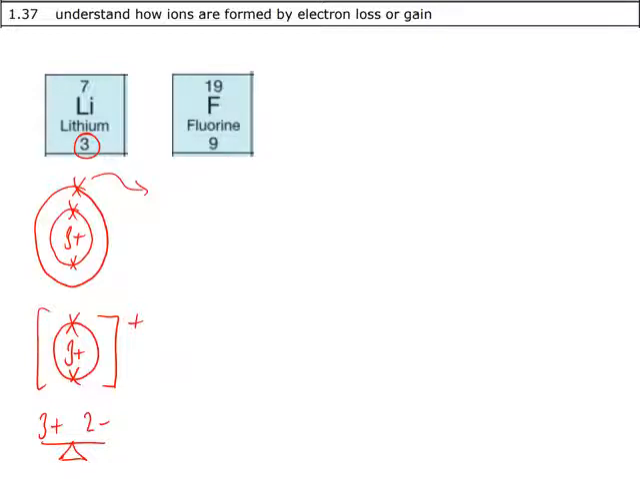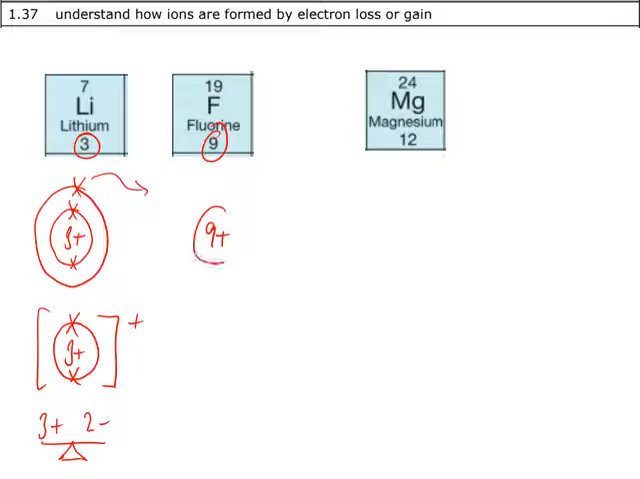Okay, then let's go to fluorine. So fluorine, again, we look at the bottom number of fluorine and we see that there are 9 protons, and if we draw out the electron configuration of fluorine, it will look like this. You have 9 protons and then 9 electrons around the outside. It has 2 in the first shell, and then the remaining 7 are on the outer shell.